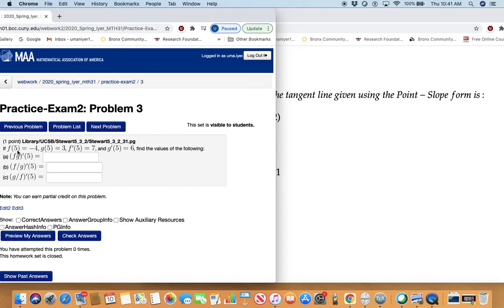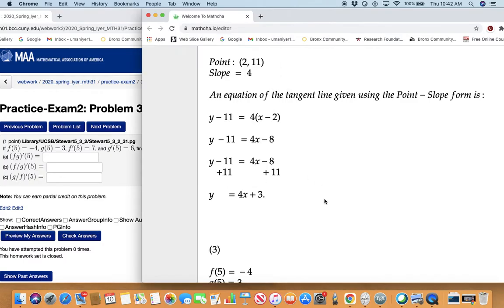You are given f at 5 is -4, g at 5 is 3, f prime at 5 is 7, g prime at 5 is 6. Find the following. Now this is multiplication, (fg) prime at 5, so the product of two functions. Here is the quotient of two functions, derivative. Another quotient, derivative evaluated at a number.